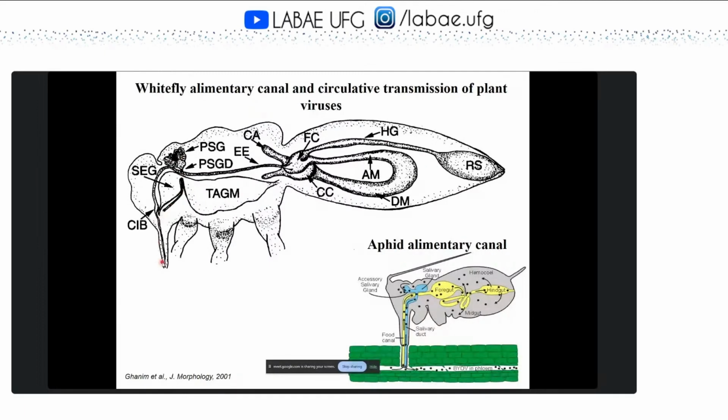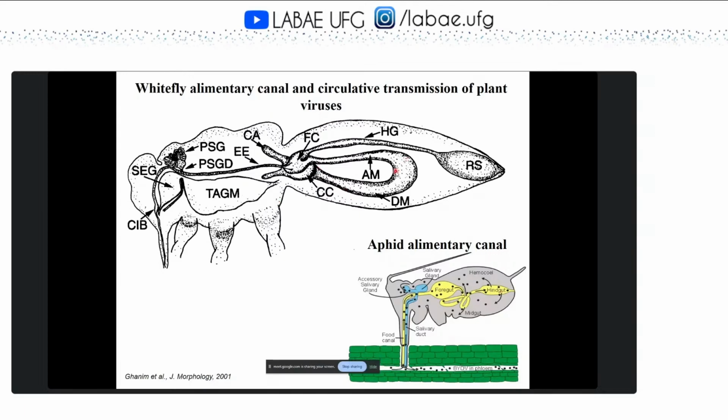We usually use the aphids as our reference. Although if you look here, their digestive system is a bit different from whiteflies, because their digestive system is a linear one. You can see the foregut, the midgut, the hindgut, they are all one tube. And in the whiteflies, it's a bit different.